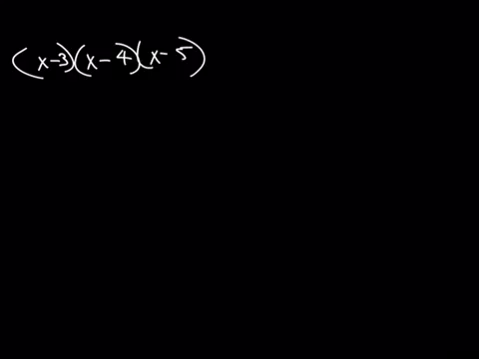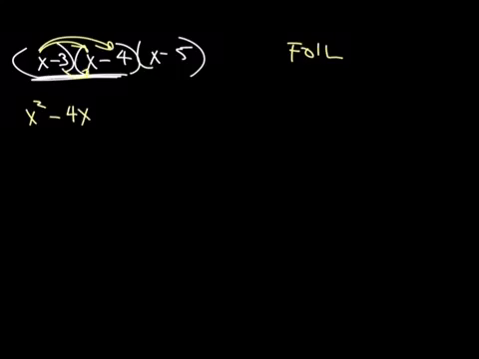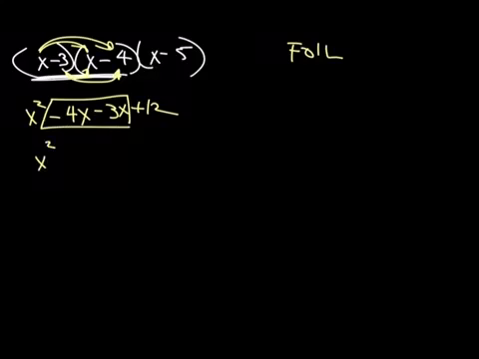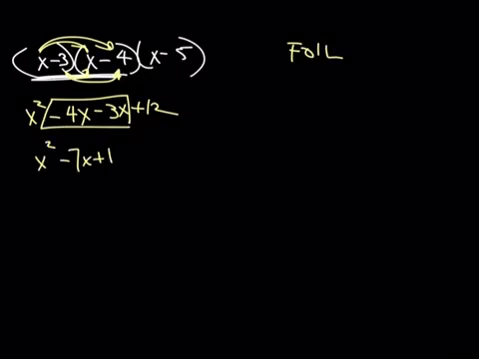All right, so there's three binomials there. What we're going to do is we're going to multiply these two, then we're going to take the answer and multiply it by that. Okay, so let's use the FOIL method. And let's do x times x times negative 4. Negative 3 times x, negative 3 times negative 4. Combine these. Okay, so that took care of those.